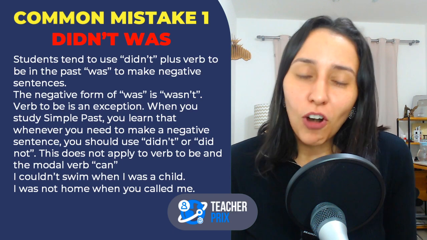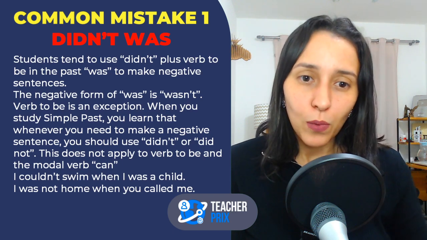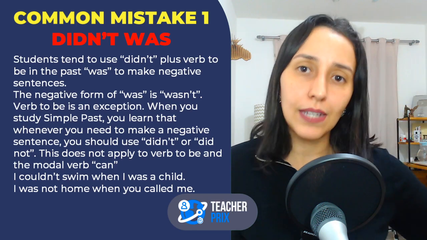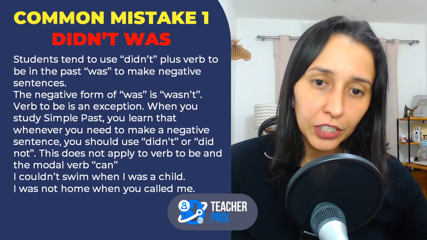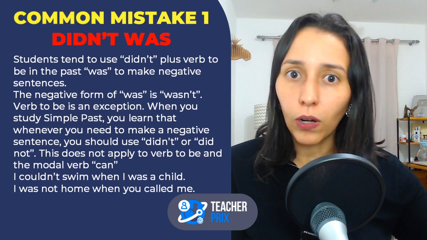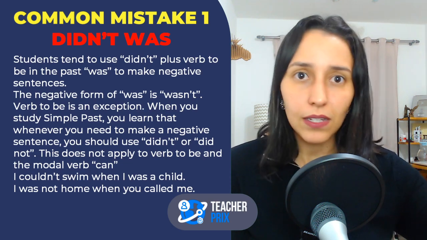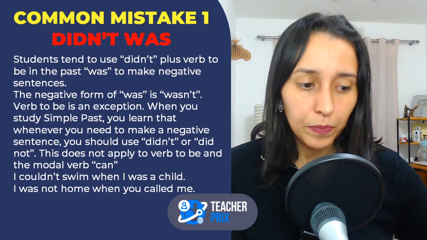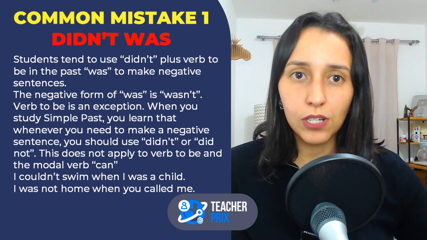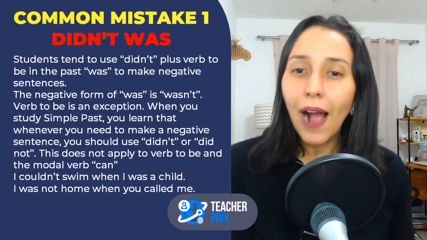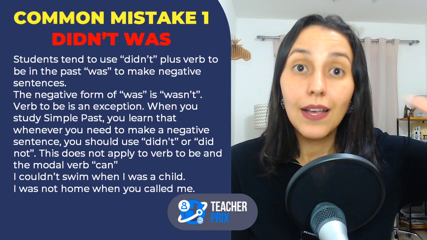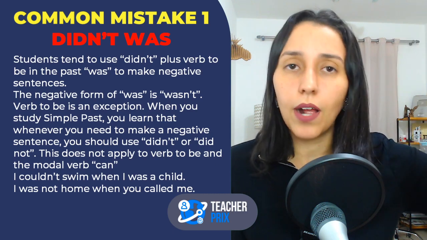So the negative form of was is wasn't. So when you study, and this may confuse the students, because when they start studying simple past, they learn that the negative form always uses didn't. But then when you see verb to be, wasn't, was not. Well, why? Didn't is the past. No. For verb to be and could, you will not use didn't.